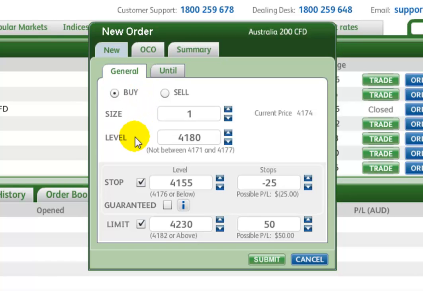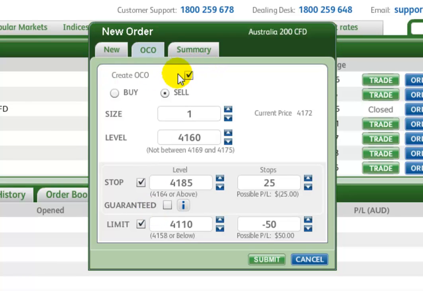So let me just recap what we've done there. What we're saying is if the market rises and goes above 4180, let's enter the position long, and then if that's done, place the stop and limit order. And then the second part of the order is if the market falls and it goes below 4160, to sell and put these stop and limit orders in accordingly.